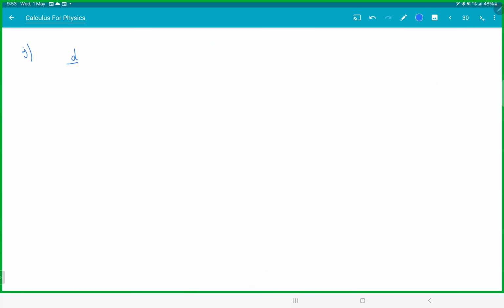This is another most common thing that you get. D by dx of sine square (pi by 3 x plus pi by 6).